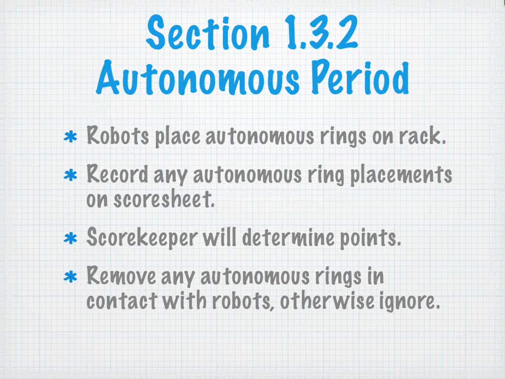So you don't have to know all of those. If a student asks me, "Well, what was our score on that?" I say, "Sorry, I don't know." So we only record the positions, and it's up to the scorekeeper to determine the score. Once you've recorded the positions of those autonomous rings on the score sheet, then any autonomous rings that are in contact with robots of the same color have to be removed from the field, so the head ref will have to pop into the field and remove those rings.